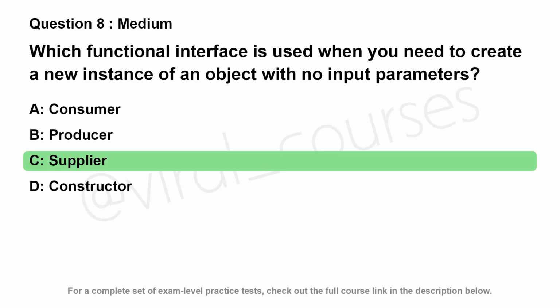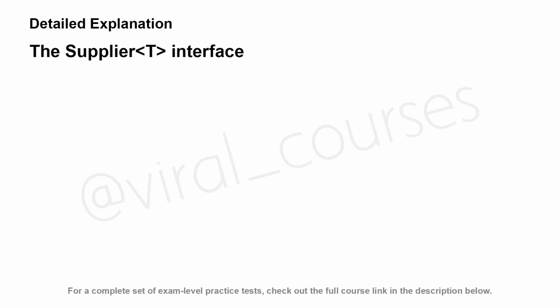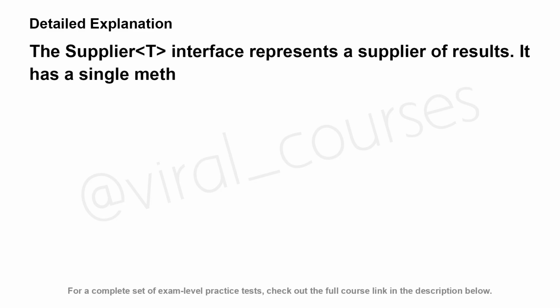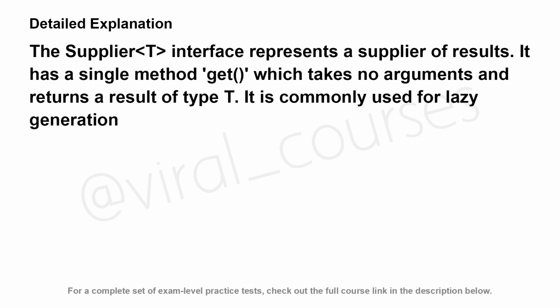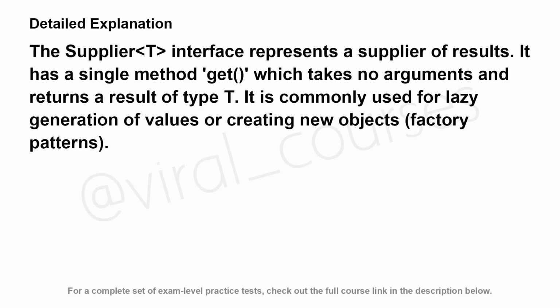The correct answer is C. The Supplier<T> interface represents a supplier of results. It has a single method, get, which takes no arguments and returns a result of type T. It is commonly used for lazy generation of values or creating new objects, factory patterns.